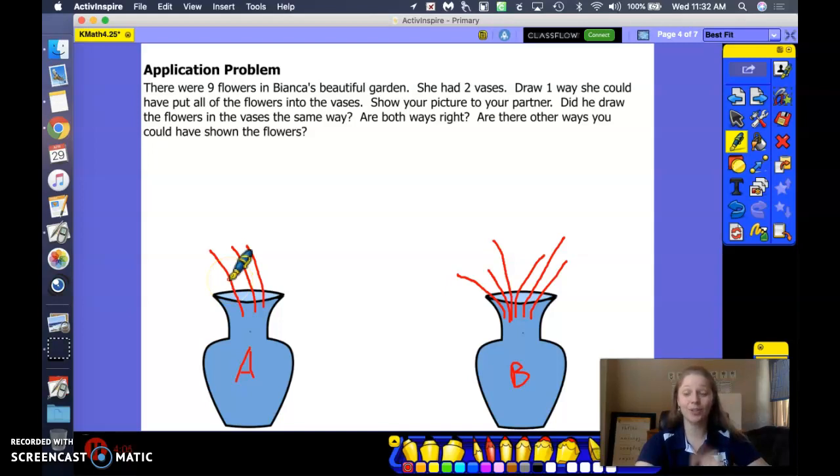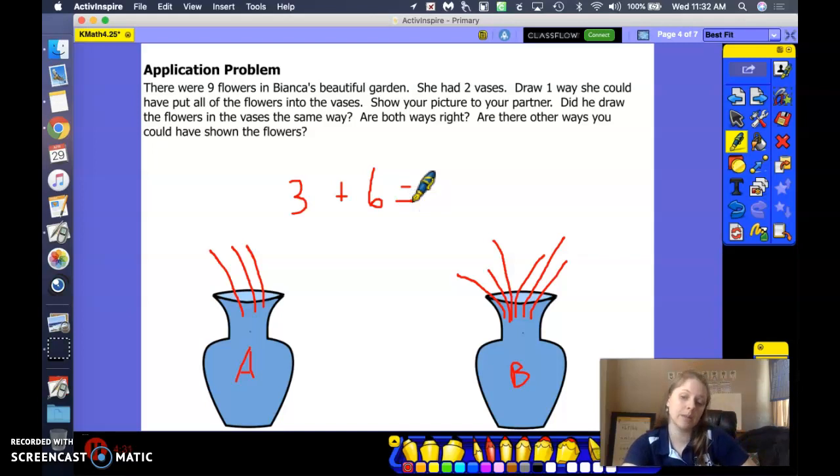I do. Do your flowers? Do you only have 9 flowers? Good. If not, make sure that you erase some or add some to make sure you only have 9. All right, let's write our number sentence. 3 flowers in vase A plus how many flowers in vase B, 1, 2, 3, 4, 5, 6, equals how many flowers all together for Miss Plitt's drawing?